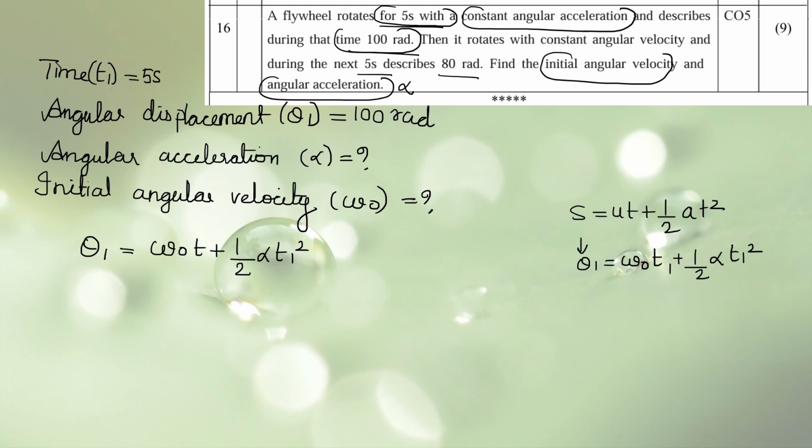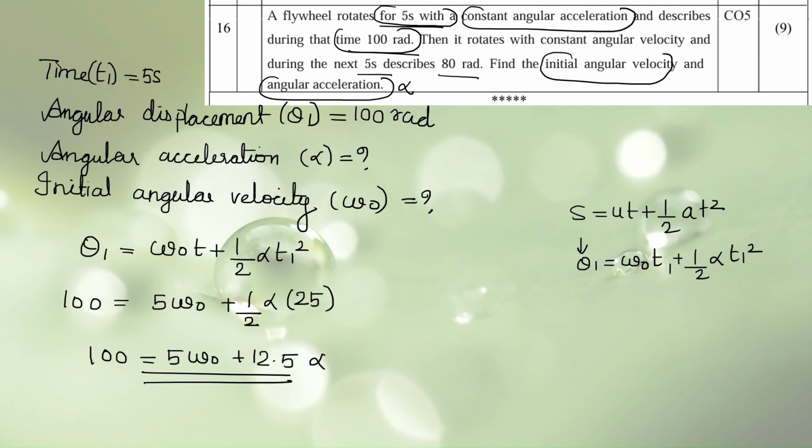So theta 1 is 100 and omega 0 is unknown. Time is 5 seconds. So 5 omega 0 plus half into alpha, which is unknown, T1 square is what? T1 square is 5 square, that is 25. So I can write this equation as 100 is equal to 5 omega 0 plus 12.5 alpha. This is my first equation. I am taking this equation as 1.